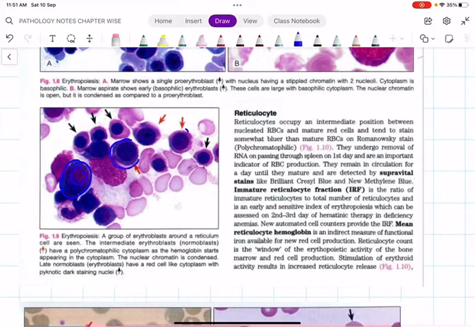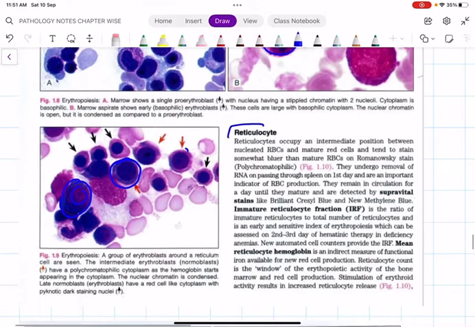See, this is an early erythroblast. Then you can see intermediate erythroblast. Next we have to see about reticulocyte.